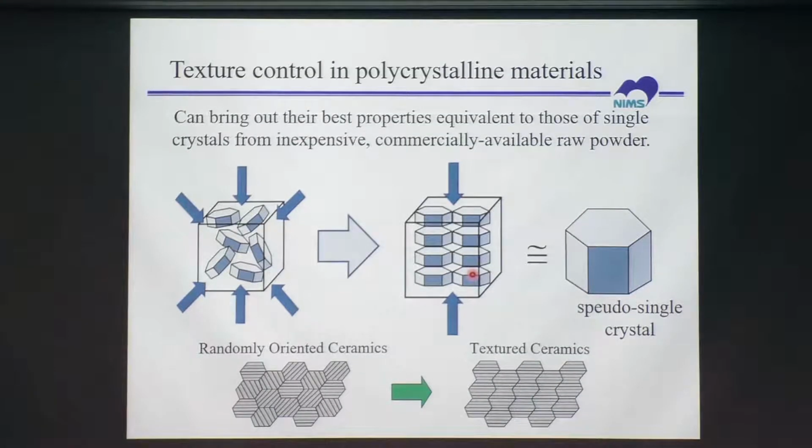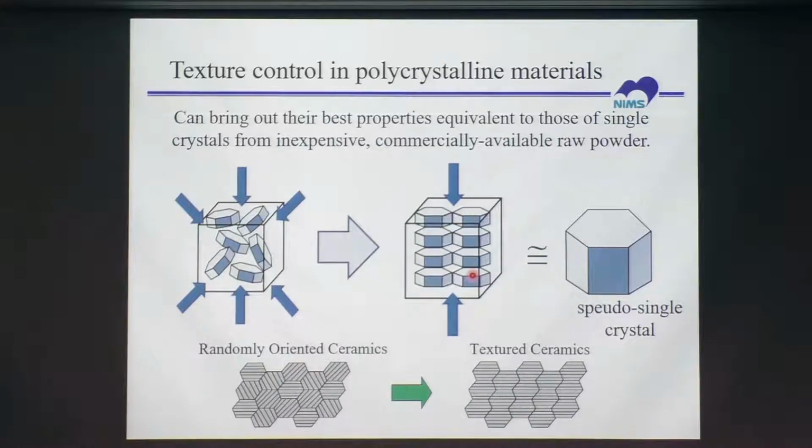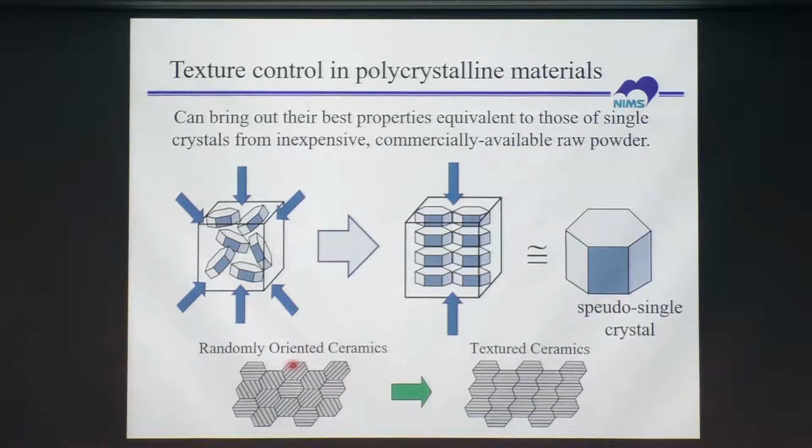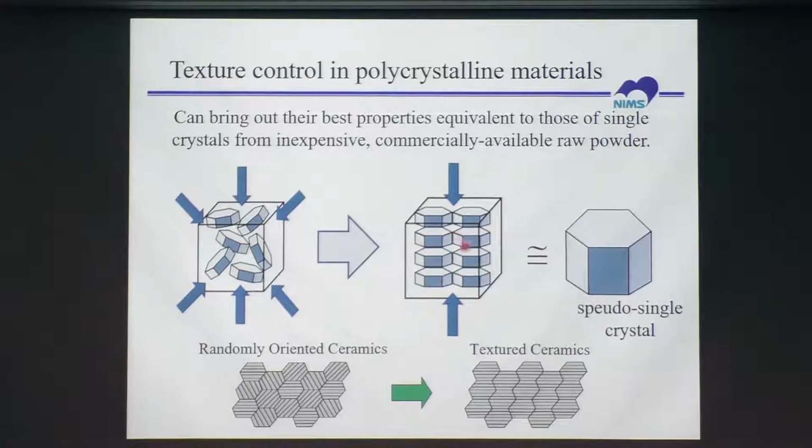Basically, in this field, bulk ceramics are prepared from the sintering of ceramic powder. In this case, the ceramic powder should be consolidated into a green cake and then sintered. So in most cases, the ceramic material is randomly oriented, because the powder is randomly oriented in the form of the green cake.